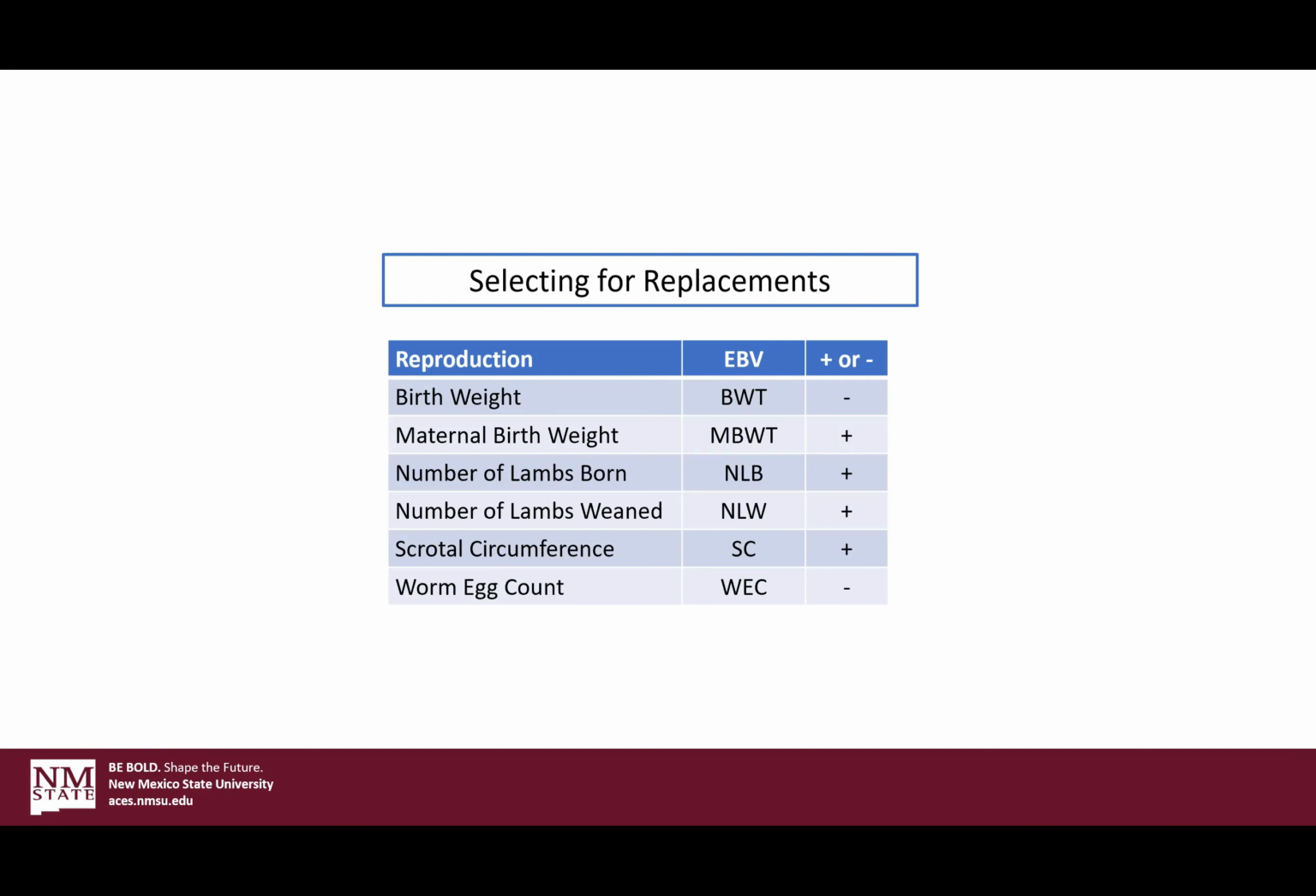the sheep improvement program is looking for traits of worm egg count, and you want a negative number there. And that gives you an indication that this animal is more likely to be resistant to parasite infestation and have a lower need for any type of worming or intervention that way. So certainly from that standpoint, to me, I would want a replacement that has been bred to be more disease resistant in that regard.